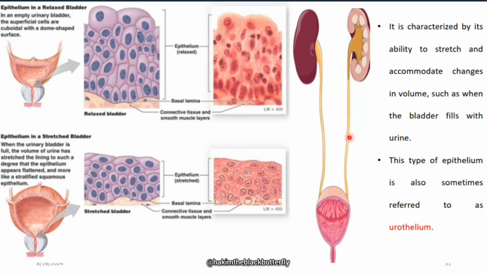Same goes for the ureters. They can expand to accommodate the urinary volumes from the renal pelvis or from the kidney. Same goes with the urethra. There can be some bit of expansion to accommodate the urine that is going through it.